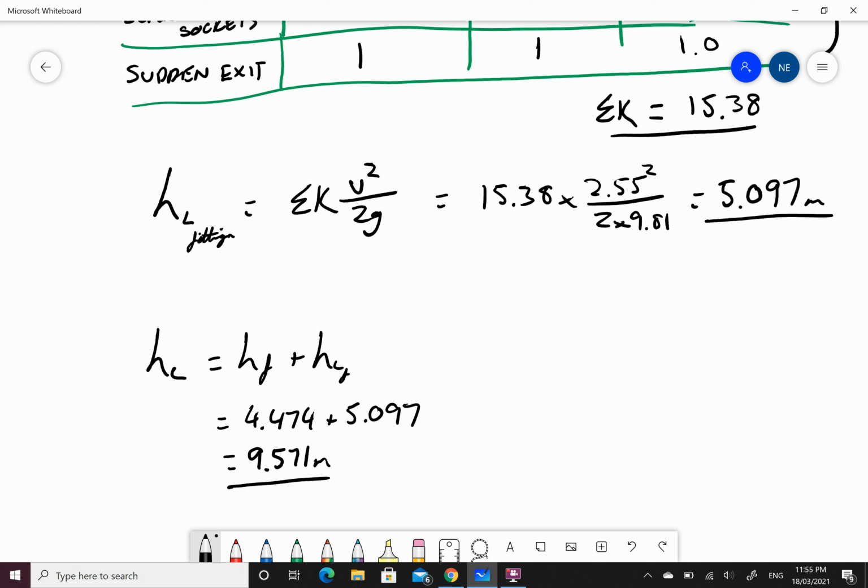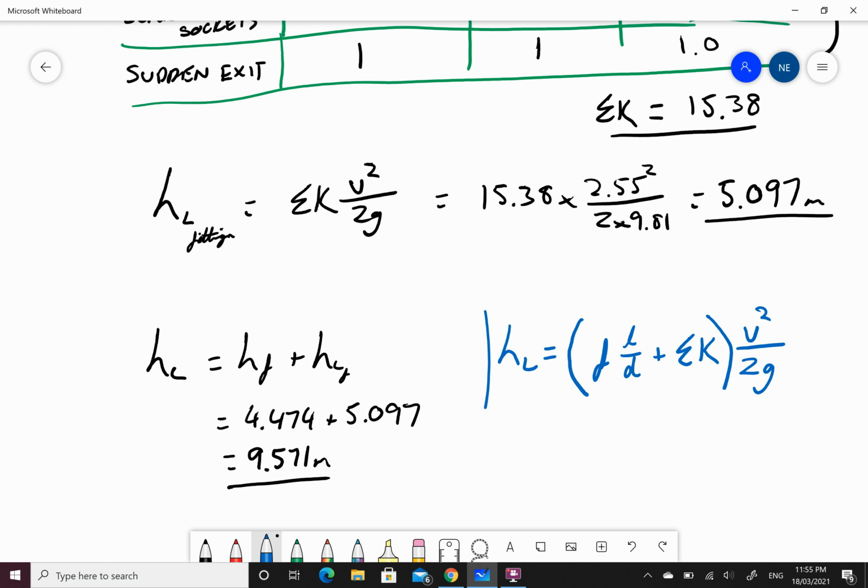Okay, so the other way that you could have done it, you can use the overall formula, which I'll put here in blue: HL is equal to FL on D plus the sum of K, because they're both proportional to the velocity head. So you could punch them straight into this formula and you should get the same answer. Either way you want to do it is fine. So that's how we solve this first question here.